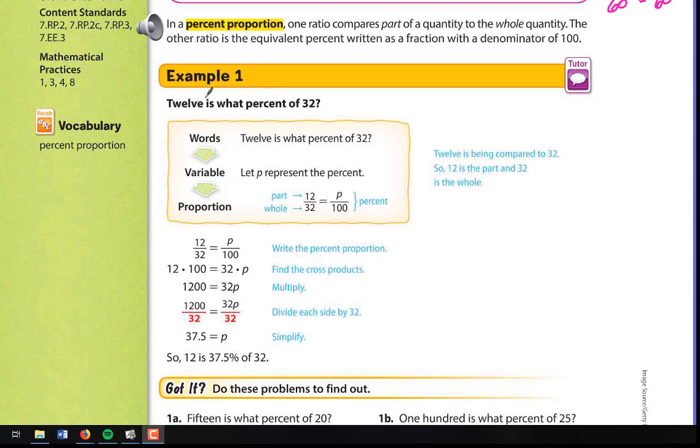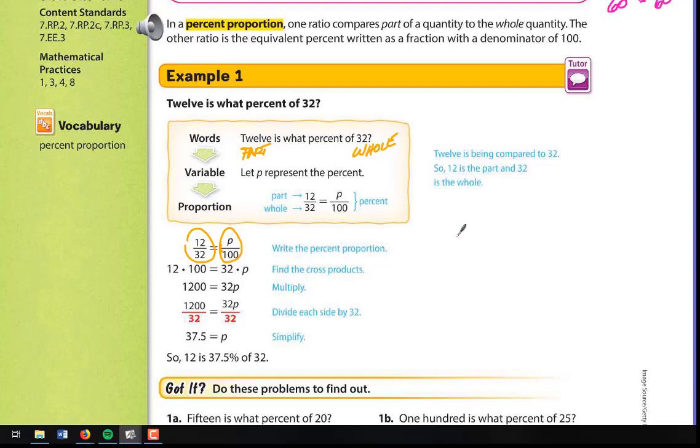And they ask us, 12 is what percent of 32? So 12 is the part, 32 is the whole, and we set it up, 12 to 32. Here's the first ratio, equals P to 100. There's the second ratio. Together they make a proportion. We use cross products to get our answer. Here we're using cross products because there isn't an integer that you could multiply 32 by to equal 100.